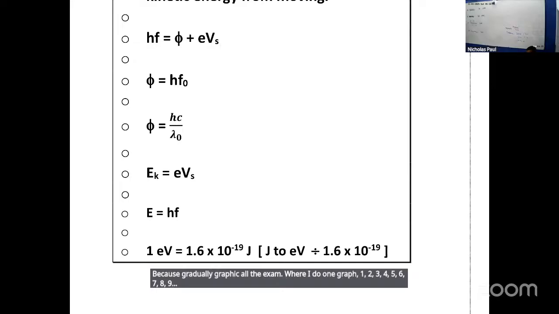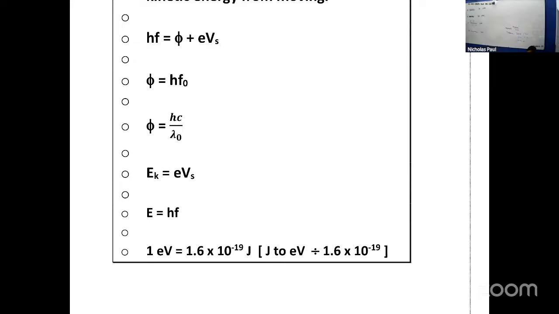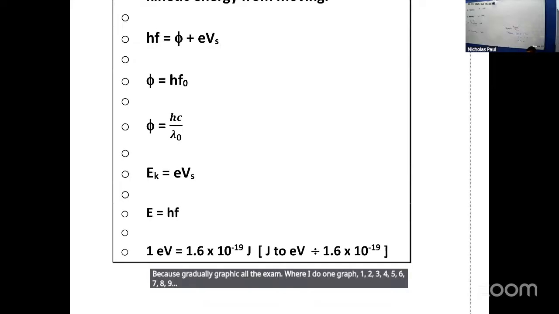Any questions online? I told you all to work in graph paper. Because that's where I do the graphical ones. Where I do one graph. 1, 2, 3, 4, 5, 6, 7, 8, 9. No, I said 8 and 9. Who has graph paper? Sana, you saved the class there. Well done.